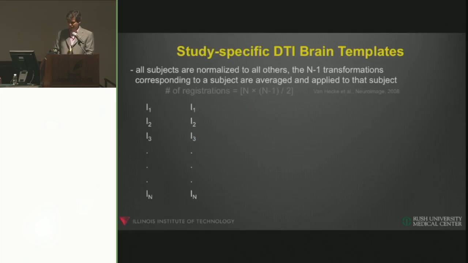The next approach is to normalize all subjects to all other subjects. So I1 is registered to all subjects. We generate these n transformations. We combine these n transformations into 1, and we apply them to I1, and in this way we generate I1 prime. This I1 prime is sitting in population space.